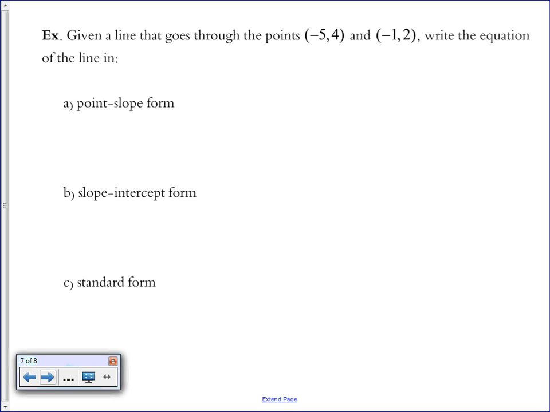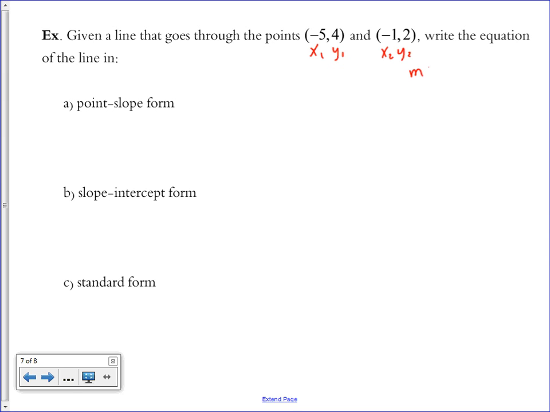Slightly more complicated, only in the first step, is this one. So given a line that goes through these 2 points. Now, I have an x1 and a y1, but what I'm missing here is the slope. In fact, I have a whole other point as well, which we could think about as x2, y2. But in order to write the equation in any of these forms, I need the slope. So the first thing you want to do is calculate your slope.